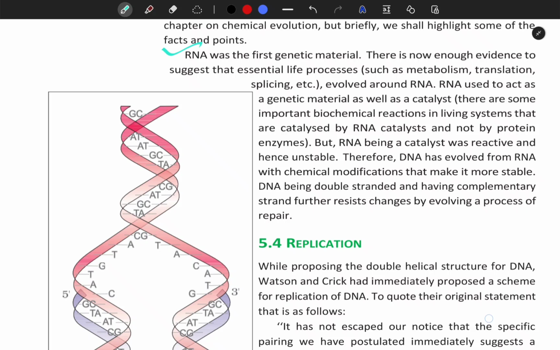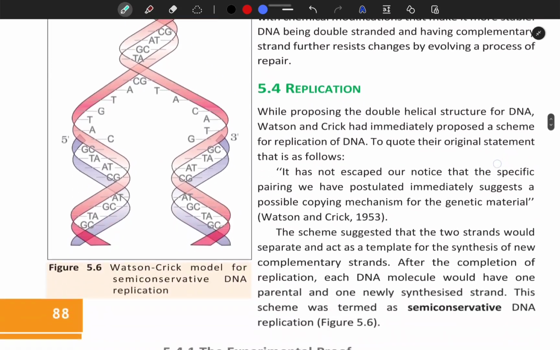Therefore, DNA has evolved from RNA with chemical modifications that make it more stable. DNA being double-stranded and having a complementary strand further resists changes by evolving a process of repair.